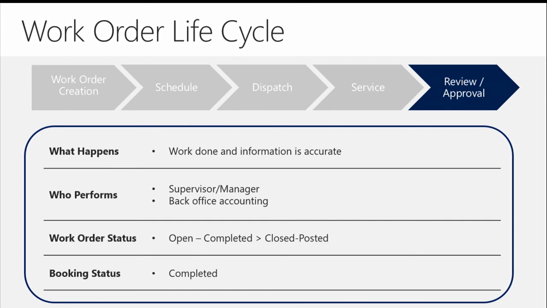And that's typically going to be done by either a supervisor or a manager, or maybe some back office accounting application. And what will typically happen is now the work order will change from a status of open and completed and moved into an actual closed status in the system and be marked as something like closed and posted. So now we know that that work order is ready for us to bill in the system. And then the booking status around that is typically going to be changed to completed as well.